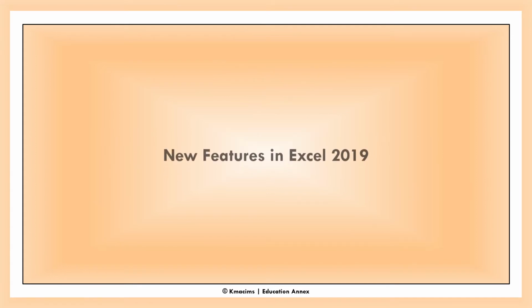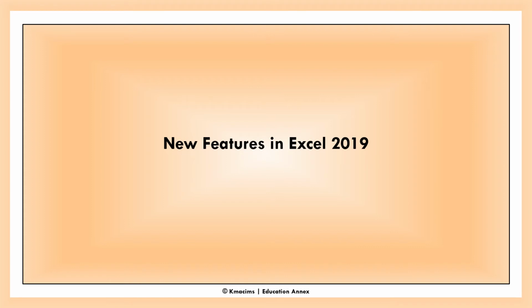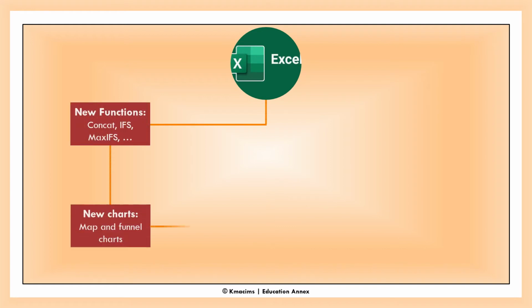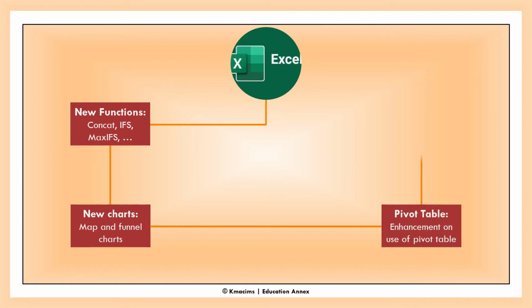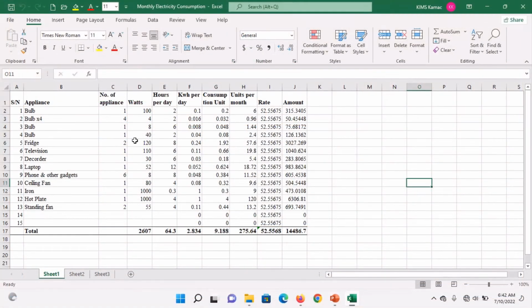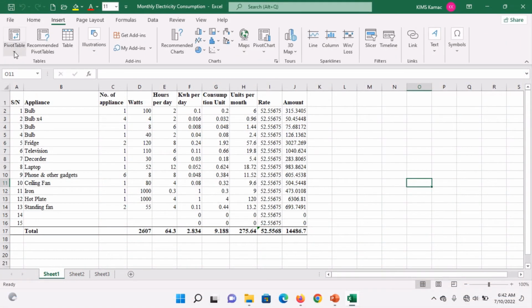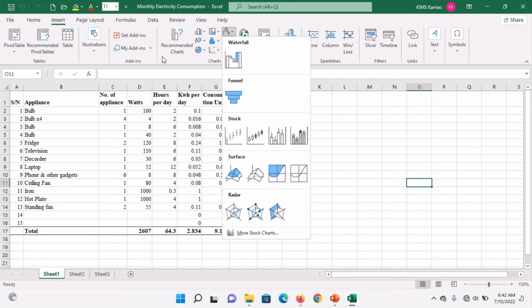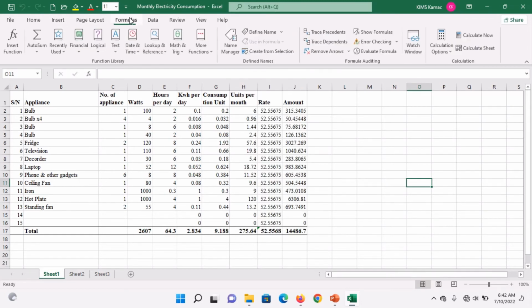Every improved version of Microsoft Excel has additional features that make data entry and analysis easier. There are visually appealing features as well as data analysis features that have been included in Office 2019. Some of them include new functions. In Office 2019, there are functions that have been added which include CONCAT, IFS, MAXIFS, SWITCH, MINIFS, TEXTJOIN, etc. Also, there are additional charts such as map charts and funnel charts.